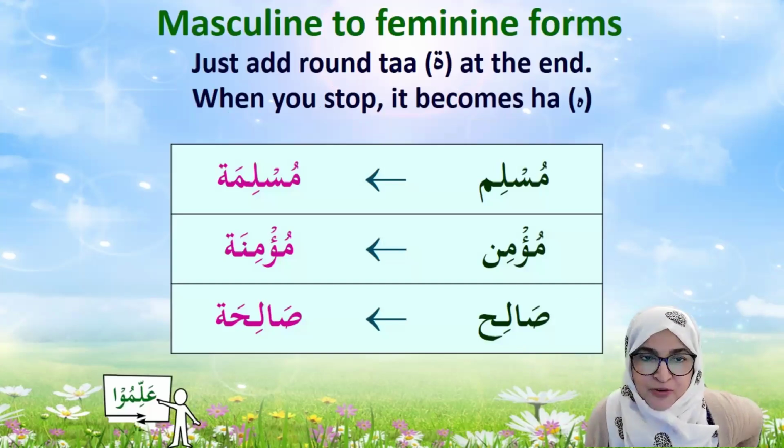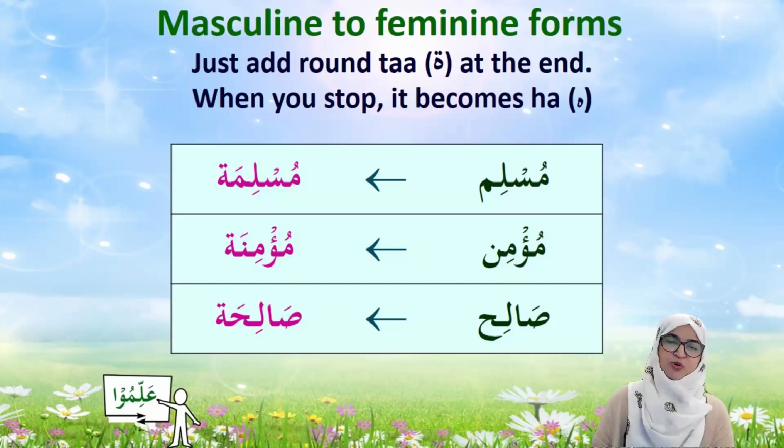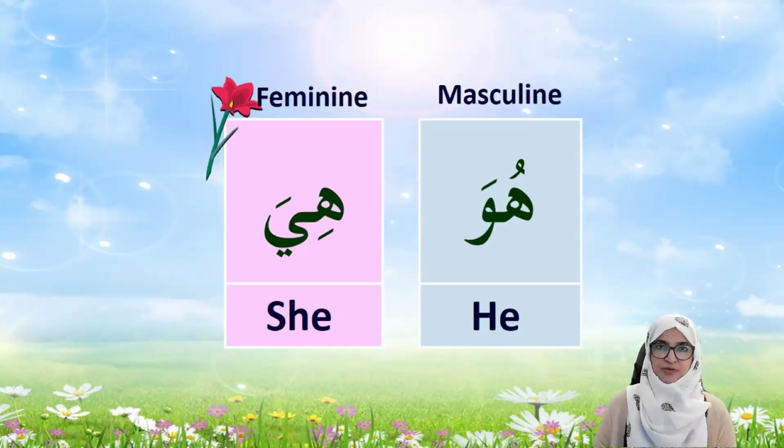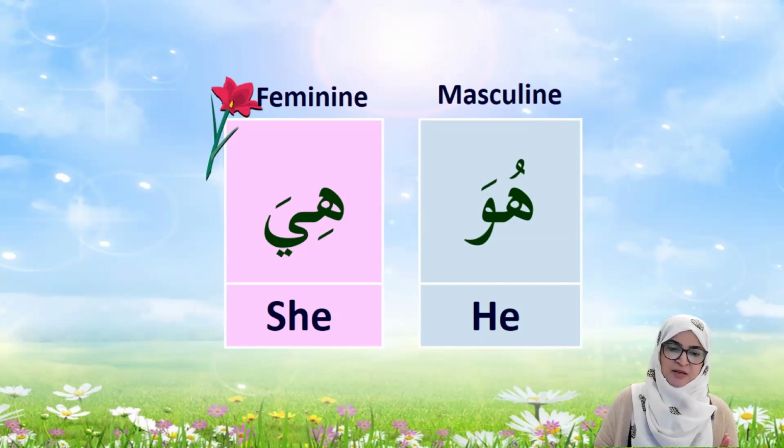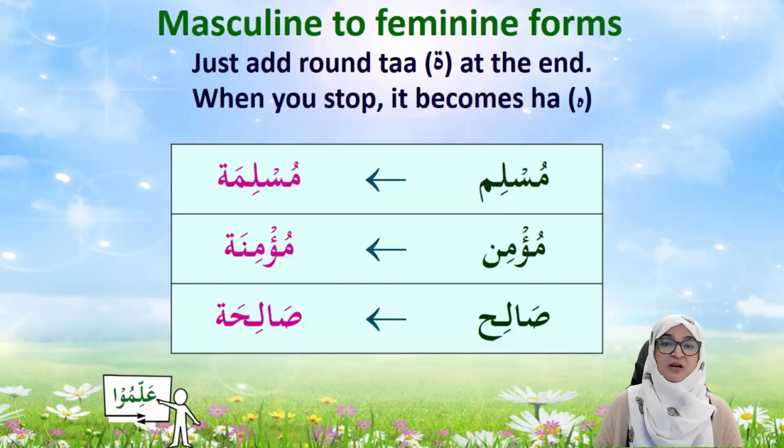So first of all, masculine to feminine. How will you change a word? I've given you he, she. Masculine is huwa, feminine is hiya. Now, if I have a word and I want to make the feminine part of it, for example, Muslim. A man who's a Muslim is called a Muslim, but a woman who's a Muslim, you call her a Muslima. How did that come? How do you do it?